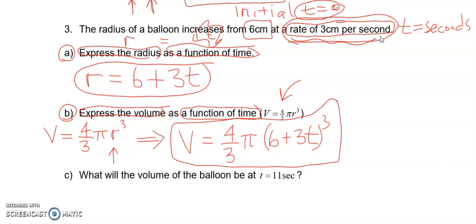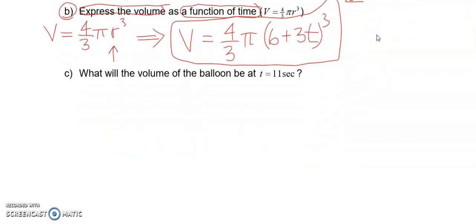I'm not expecting anyone to cube a binomial. There's a fair amount of work to that. And I mean, that form of the answer looks pretty good anyway. There's nothing wrong with that. So we've expressed the volume as a function of time. Part B is done. Now there's one other part, part C.